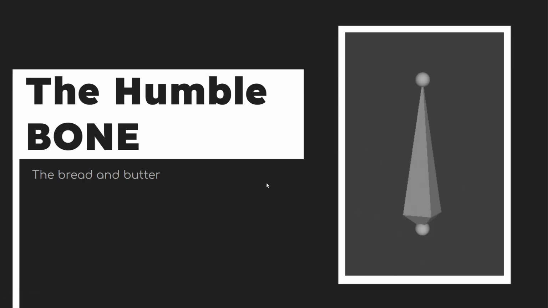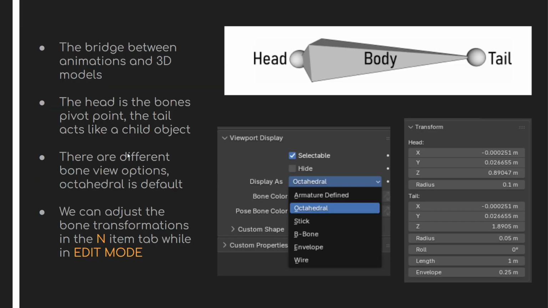This is the humble bone, the bread and butter, the main course of your entire rig. This is where you start from. This is how your model moves. It is the bridge between animations and 3D models. At least this is the way that has been created over time as the most effective for animation of characters and models and anything.